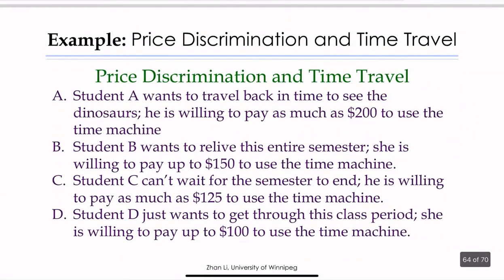Okay, now let's end this chapter with this very interesting final question. Price discrimination and time travel. Well, fancy title. Let's say we have 4 people, right? Person A wants to travel back in time to see dinosaurs. So he's willing to pay as much as $200 to use the time machine. And person B wants to relive this entire semester. So she is willing to go back and pay up to $150.